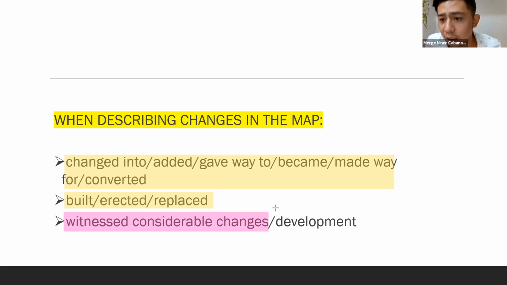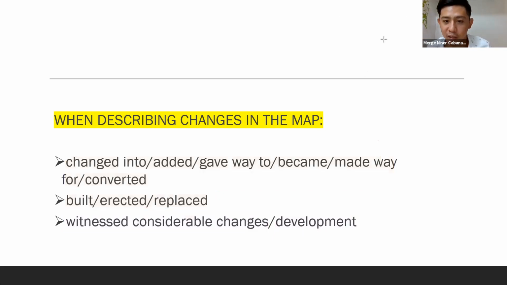Sir, Nina says she will use changes. What can I use? LJ, you can use development. Okay? So that you're not all the same. You have differences. Okay? So vary the use of your words so that it doesn't sound less original than what we intended it to be.